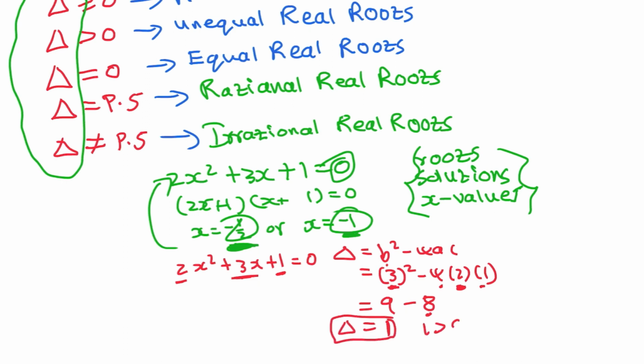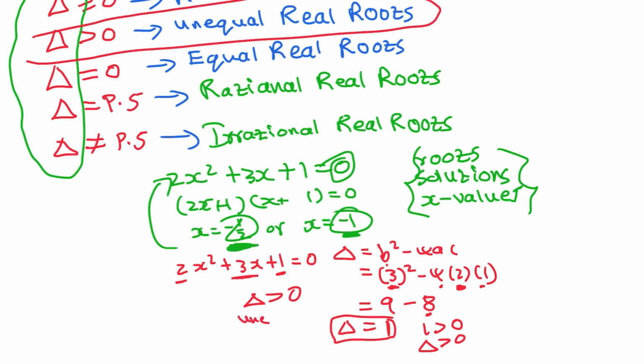1 is greater than 0. It means my delta is greater than 0, guys. Does that make sense? And if my delta is greater than 0, I expect unequal real roots. Because my values of x, if we go back, are not equal. We have a negative half and we have a negative 1, which means my x values are not equal, but they are real.